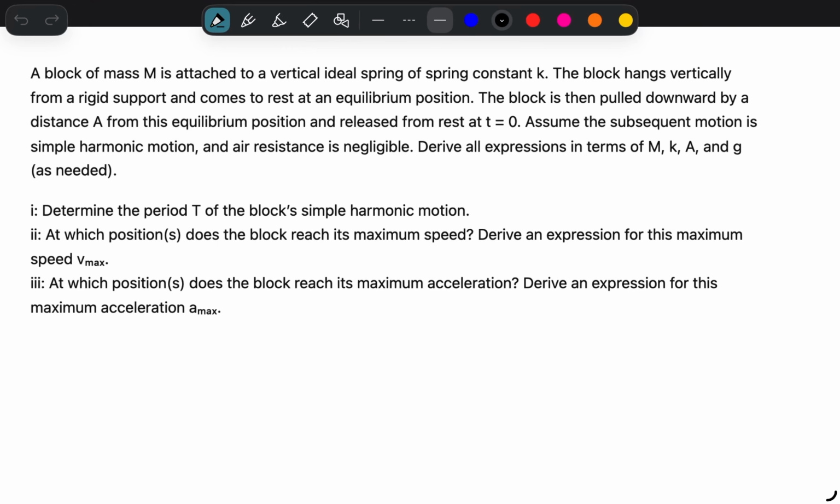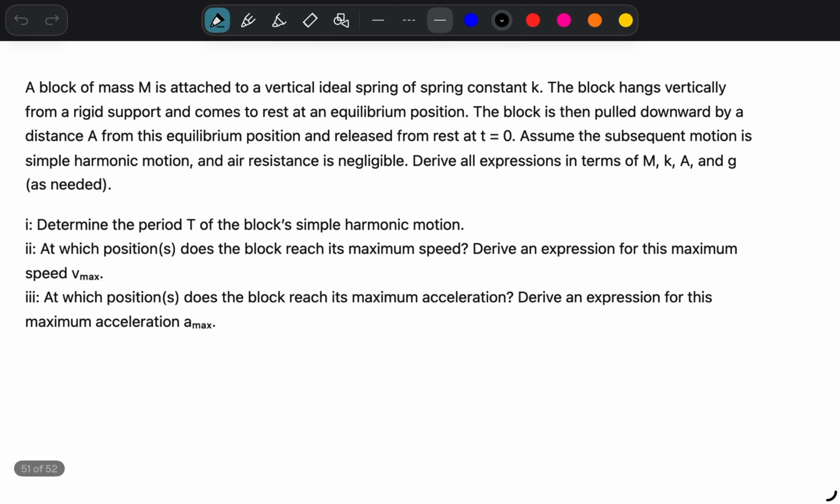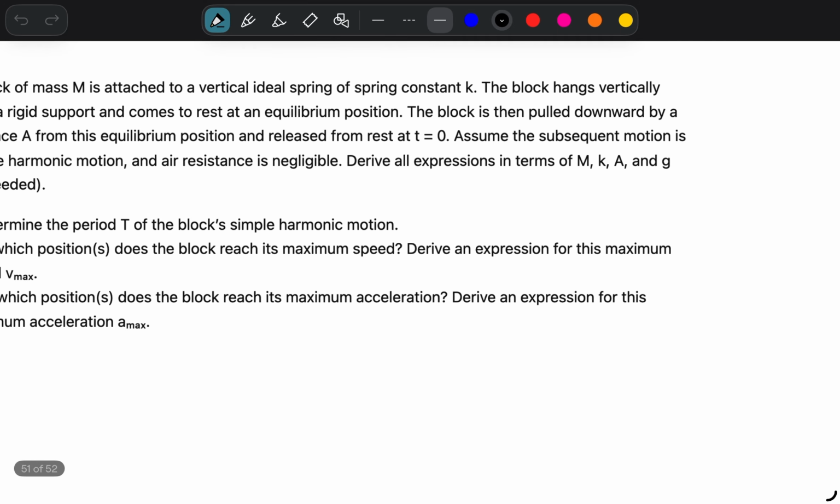In this video, we're going to be doing a Unit 8 Fluids FRQ for AP Physics 1. So we have a block of mass M attached to a vertical ideal spring of spring constant K. The block hangs vertically from a rigid support and comes to rest at an equilibrium position.